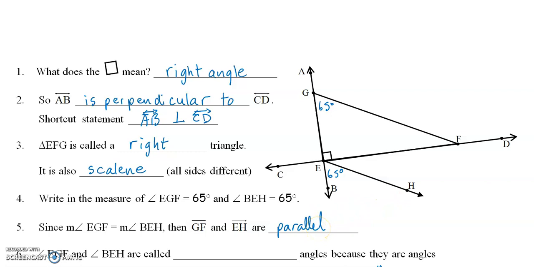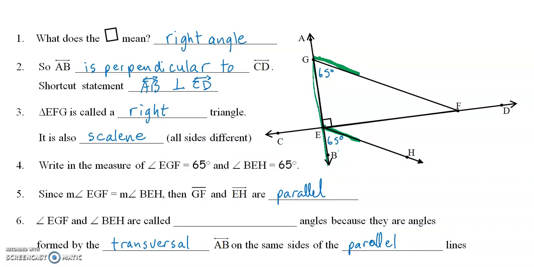How come? Well, here's where we're using that idea of corresponding angles in reverse. So you see the letter F formed from that almost vertical line AB and the pair of lines, line segment GF and ray EH. They form angles that are equal. And so these are called, as I said, corresponding angles, because they are angles formed by the transversal AB and they're on the same side of the parallel lines.